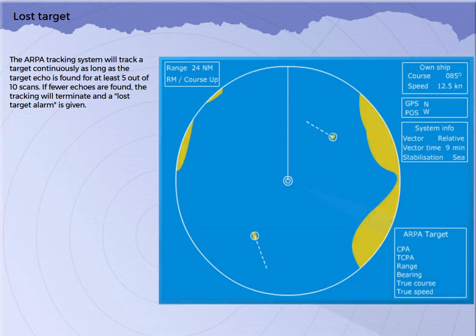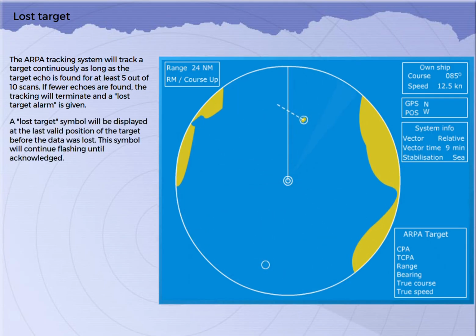The ARPA tracking system will track a target continuously as long as the target echo is found for at least 5 out of 10 scans. If fewer echoes are found, the tracking will terminate and a lost target alarm is given. A lost target symbol will be displayed at the last valid position of the target before the data was lost. This symbol will continue flashing until acknowledged.